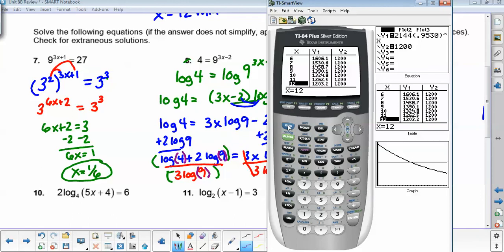Okay. So clear out what you have, and you're going to type parentheses log 4 plus 2 log 9, close, close, divided by parentheses 3 log 9, and close, close. Okay. Alright, so we get about 0.87, let's round this up to a 7, so 0.877.